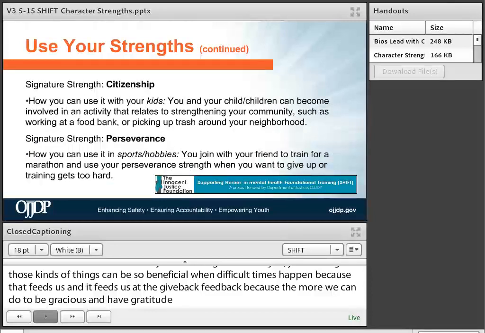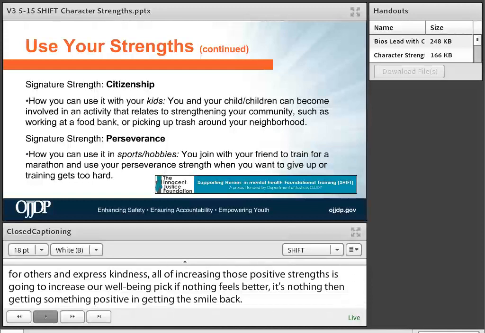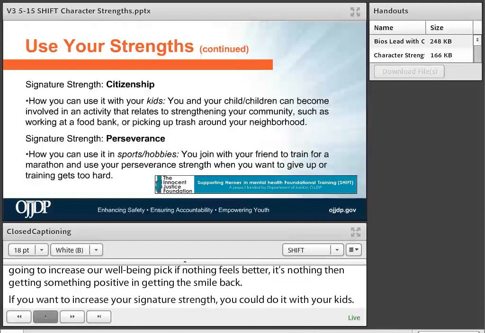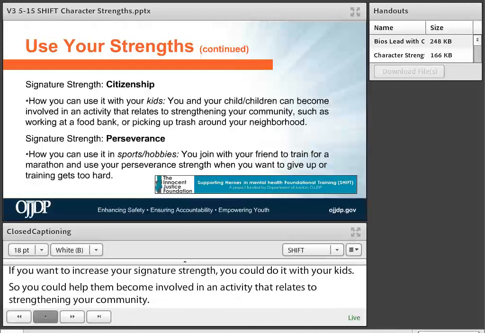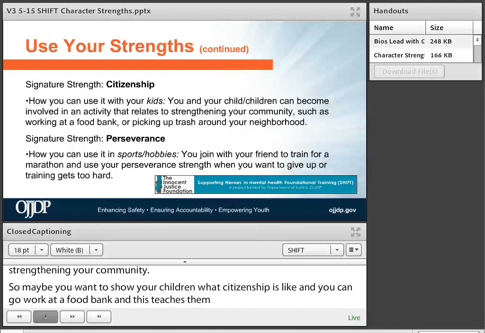So if you wanted to increase your signature strength of citizenship, you could do it with your kids. So you could help them become involved in an activity that relates to strengthening your community. So maybe you want to show your children what citizenship is like, and you can go work at a food bank. And this teaches them the importance of being a part of a community, and how being a part of a community is so important, because in all actuality, we are not an island. We need to have other individuals. It really does take a village for all of us to succeed.